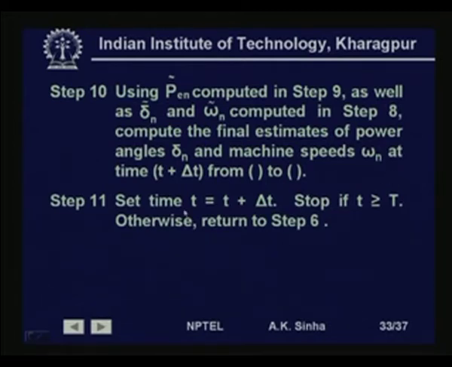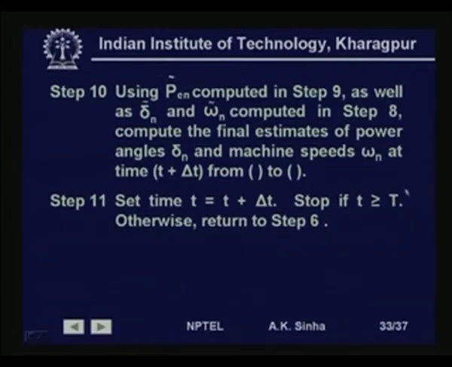So, with this procedure we will continue, and we will be able to plot the swing curve, that is the delta and omega values for all the machines at time t plus delta t, and so on up to whatever time that we want. If the time we want to study up to is T, then as long as t is less than or equal to T, we will keep on doing this. If t becomes greater than T, then we will stop.